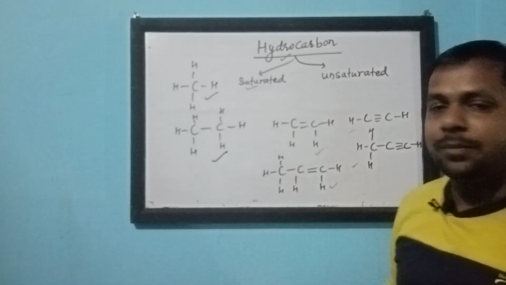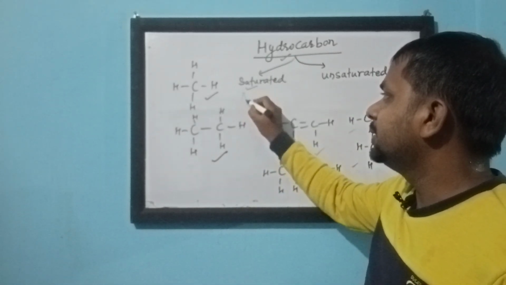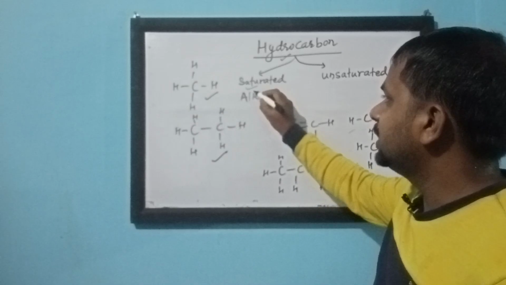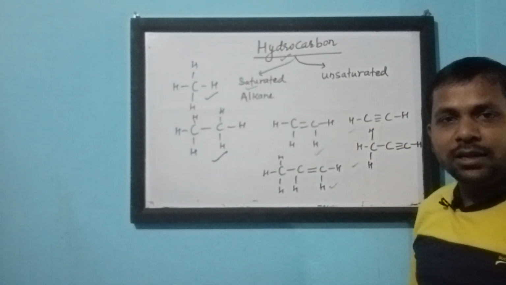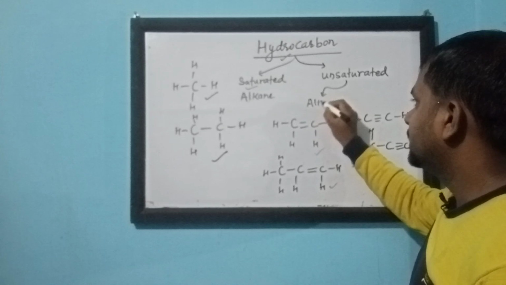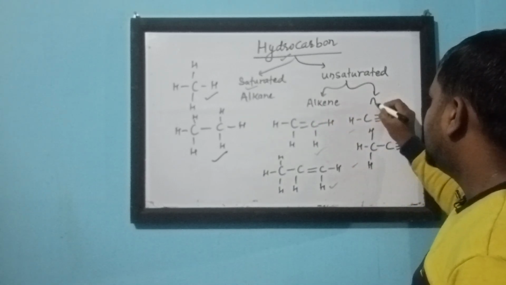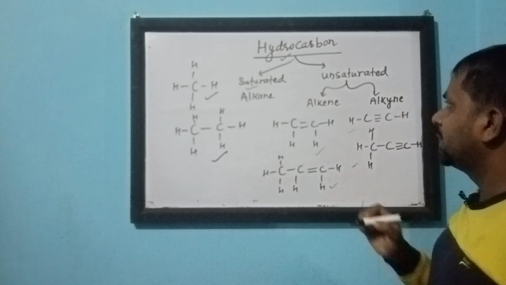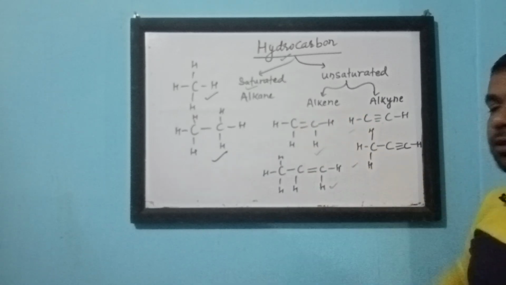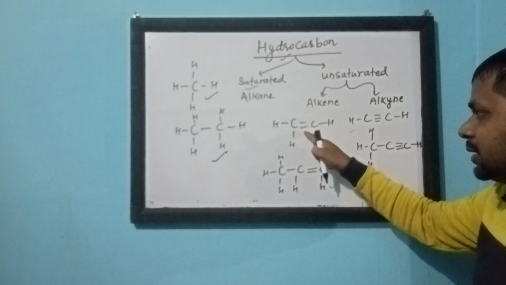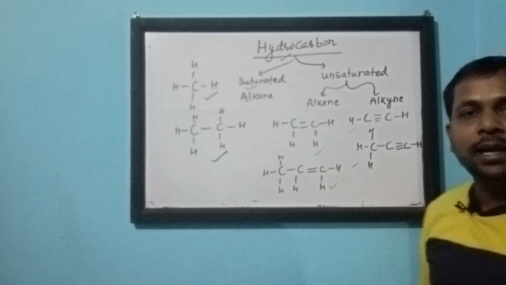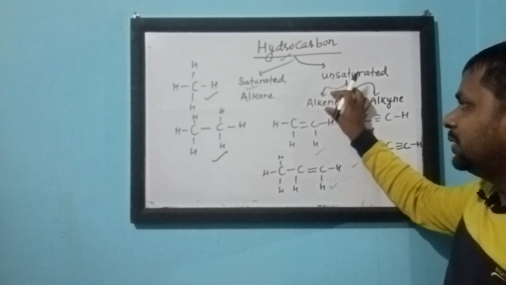The saturated hydrocarbon is also known as alkane, while unsaturated hydrocarbon is studied under two headings, alkene and alkyne. Alkene contains at least one double covalent bond, that is, this compound contains at least one double covalent bond. This compound also contains at least one double covalent bond. These two compounds are examples of alkene.